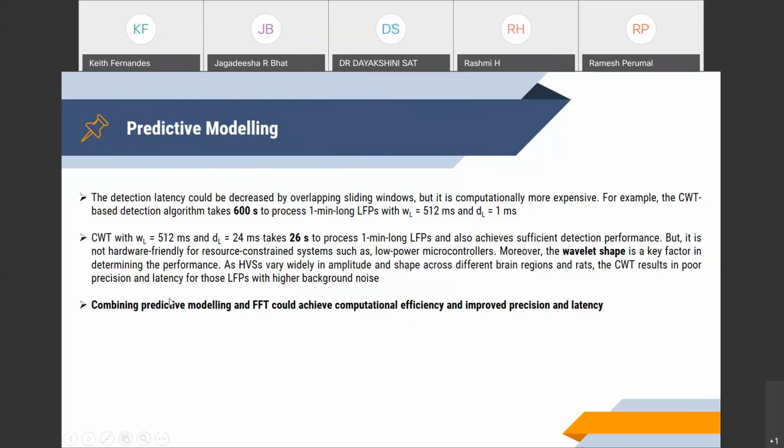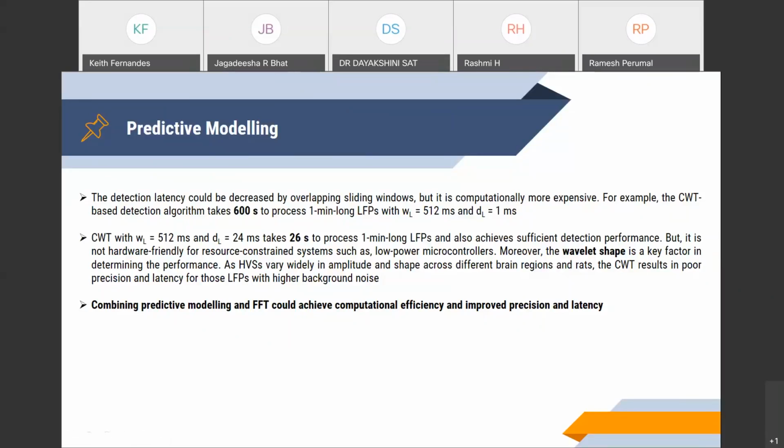It results in poor precision and also higher latency for those LFPs with higher background noise. These are the two demerits of the algorithm: it still takes higher computational time, and the wavelet shape is variable. So, what can be the other techniques?